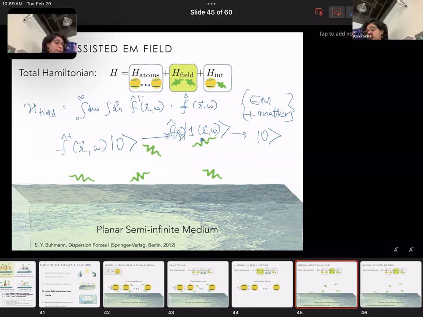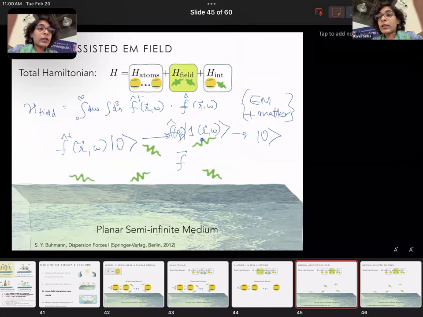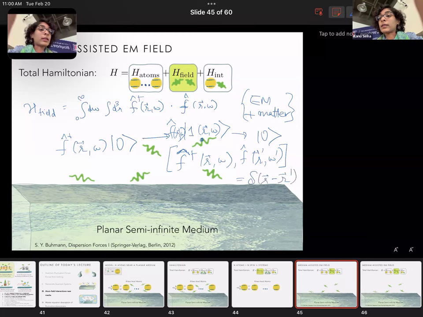And these are bosonic. The F's and F daggers are bosonic operators that follow canonical commutation relations. So if we were to write the corresponding commutation relation, I'm simplifying here a bit because we don't need to go through all the details. Between F at R omega and F dagger at R prime omega prime, this is some delta function R minus R prime and delta function omega minus omega prime. So this is again very similar to what you would have in a free space quantized electromagnetic field. We will use these relations in how we carry out atom field interactions in the presence of a medium, okay?